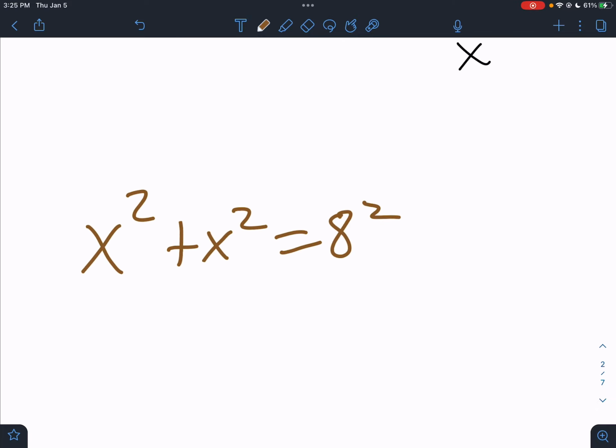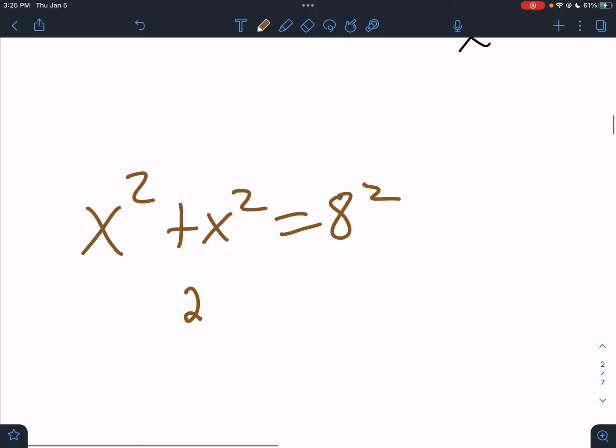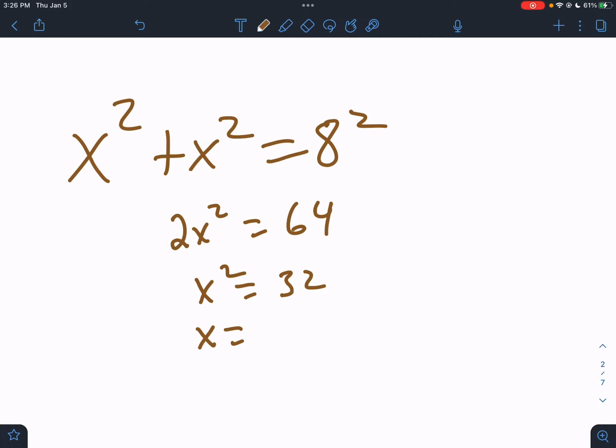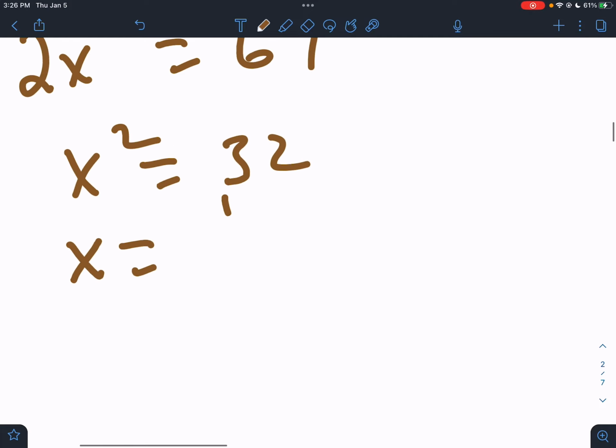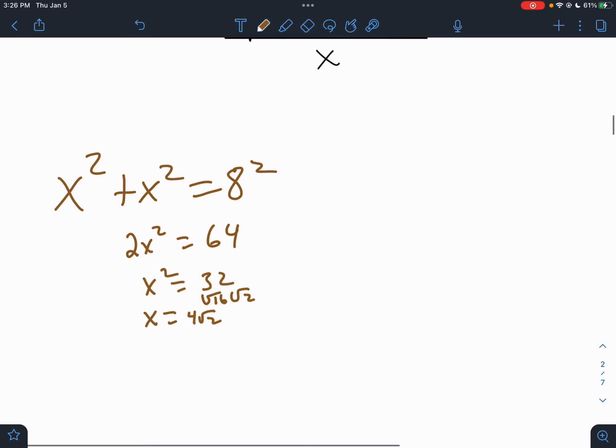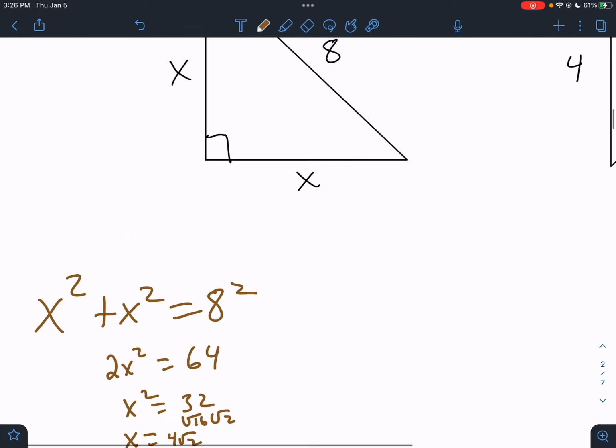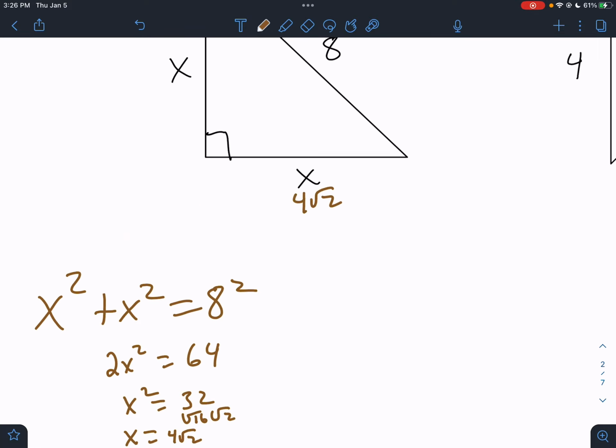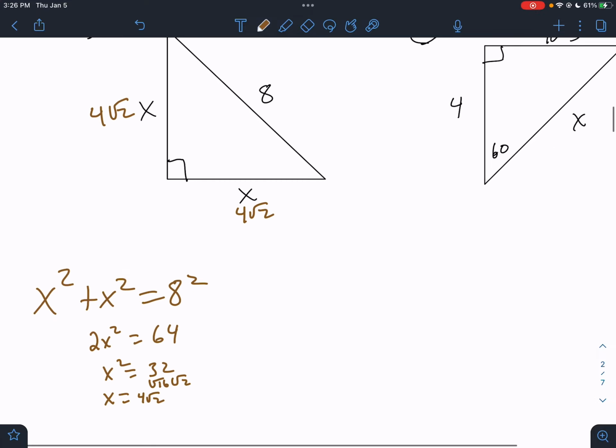But if I have 1 banana and my friend has 1 apple, would you say you have 2 bananas? No. But are these like terms? X squared and x squared? Yeah. 1x squared plus 1x squared. How many x squareds do I have? I have 2x squareds. And then 8 squared is 64. Divide by 2. Take the square root. This is stuff we did last time, but this would be the square root of 16 times the square root of 2, which is 4 root 2. The square root of 16 is whole number 4. So this is 4 root 2 and 4 root 2. Okay.